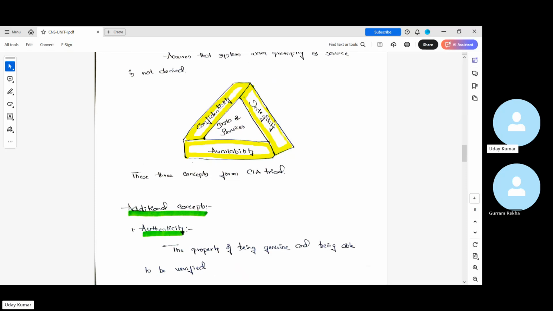And this is the triad figure that I was stressing in the class: confidentiality, integrity, availability. So this is a triangle, students. If you need to assure confidentiality, integrity, and availability, you should not compromise on any one of them. If you are providing all three, then the system that you are saying is secure. This is called the CIA triad.